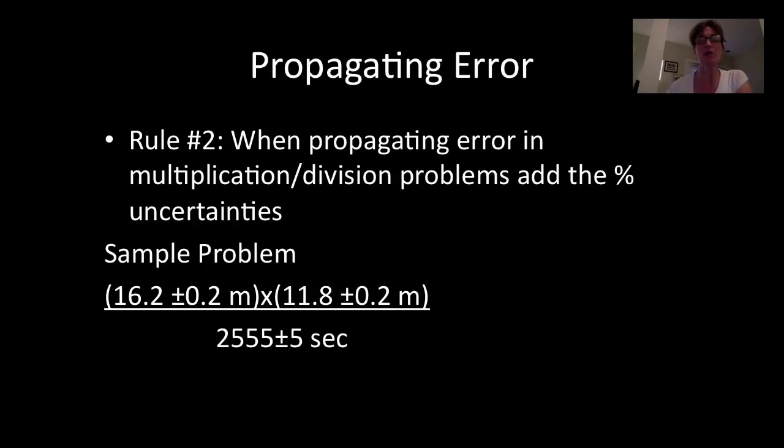So propagating error. Rule number 2 tells us when we're propagating error in multiplication or division problems, we're going to add the percent uncertainties. So here's the sample problem. If I have 16.2 plus or minus 0.2 meters, and I'm going to multiply that times 11.8 plus or minus 0.2 meters, and divide that by 2,555 plus or minus 5 seconds, what will be my result?